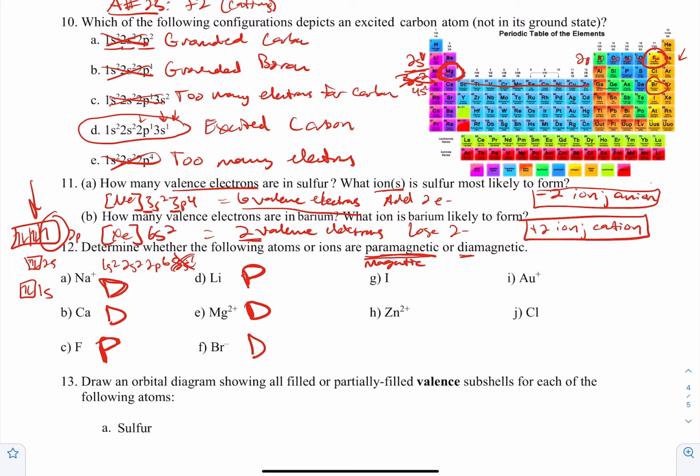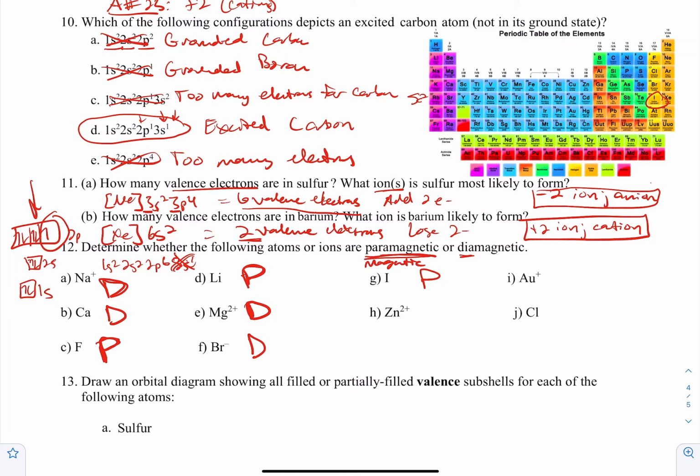All right, I. Just regular I, no ion involved here. Iodine, so we'd go down to here. It's the same idea as bromine, except now we're in 5s2 and then 5p5, and we didn't add any electrons. If I draw out the s and then the p shell with the 3 orbitals, I'd get this, and this one is unpaired. So that's going to be paramagnetic. I'll just put a P.